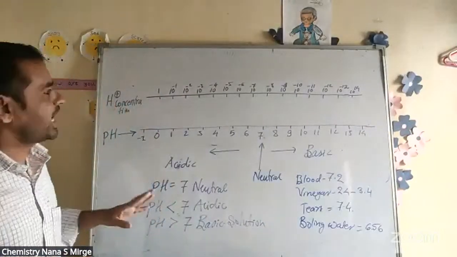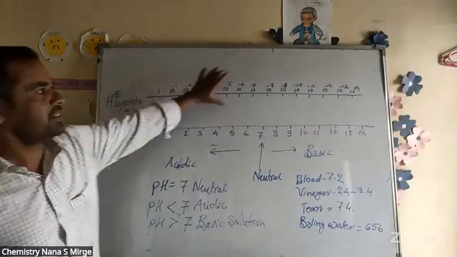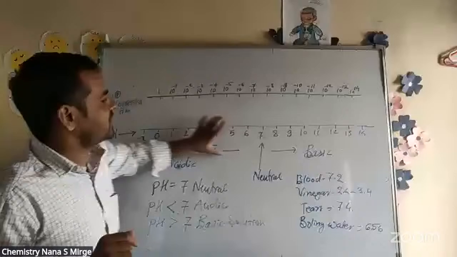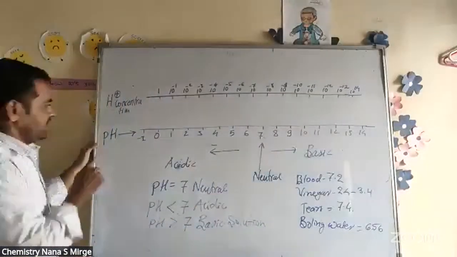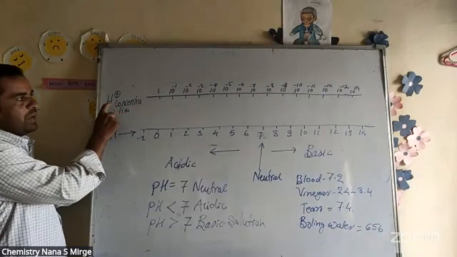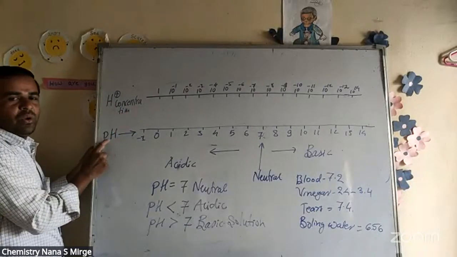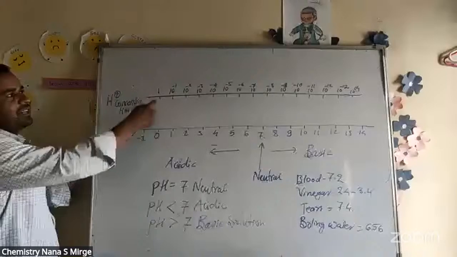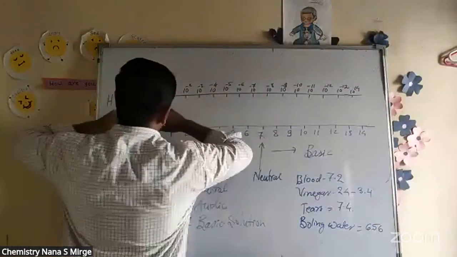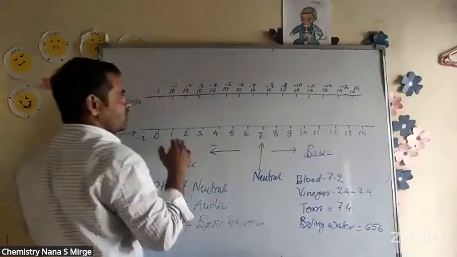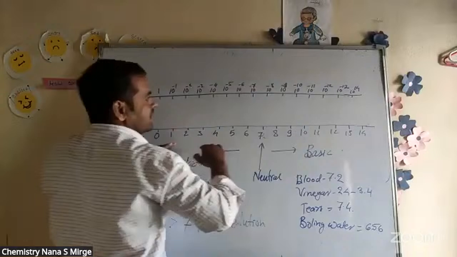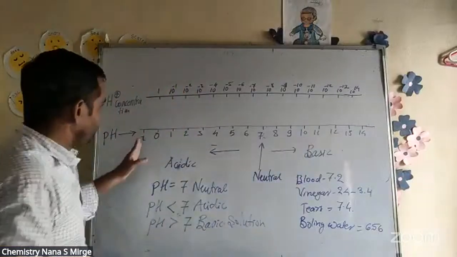Regarding this pH scale, in the upper level the concentration of H plus ion is given, and below it is given the pH value. This is the pH value below, and above is the concentration of H plus ion. This value is different and this value is a logarithmic value. So concentration of H plus ion decreases from left to right. Means concentration of H plus ion decreases, that means pH increases.